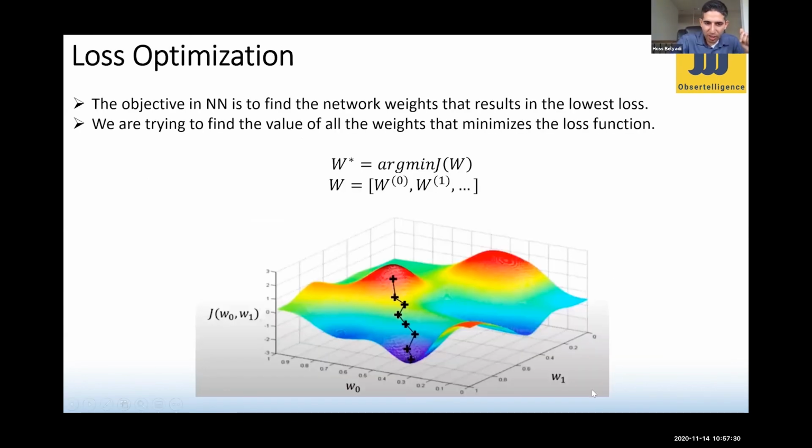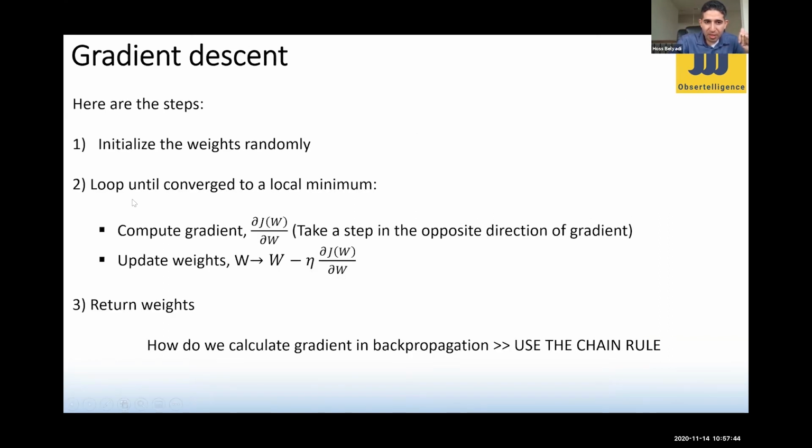Like here, for example, again, I'm going to start going from the top of the mountain to the bottom of the mountain. Okay, I'm going to initialize the weights, for example, right here, or you could go right here, or anywhere that you want to, right? And then loop until you converge to a local minimum.